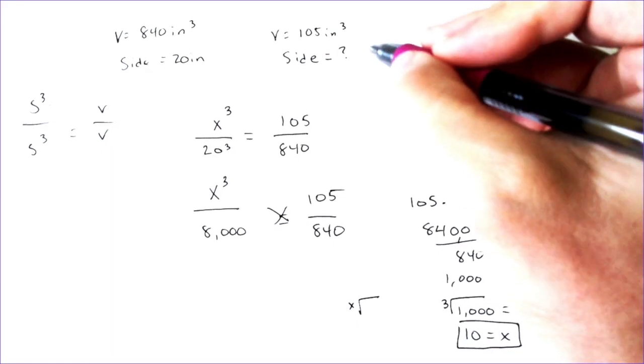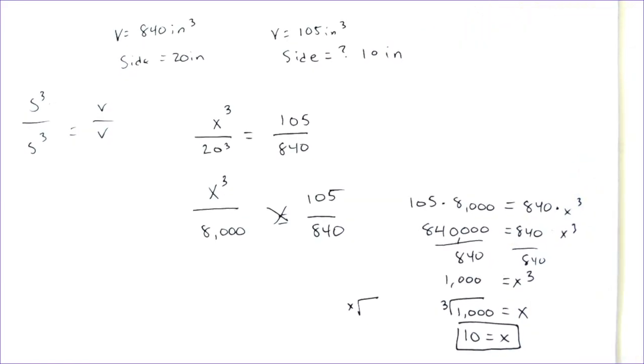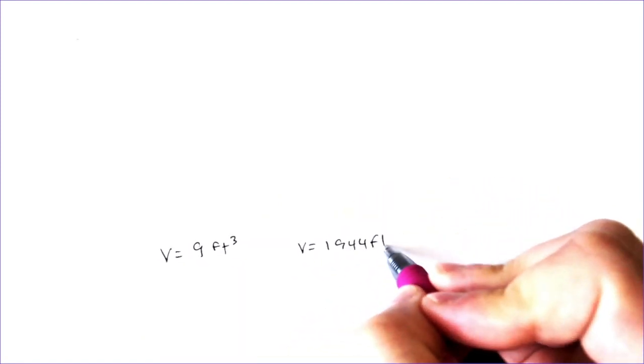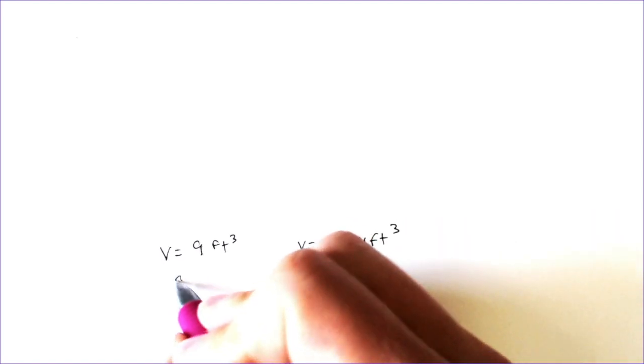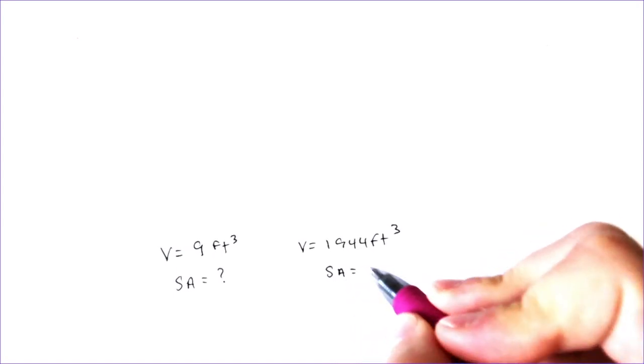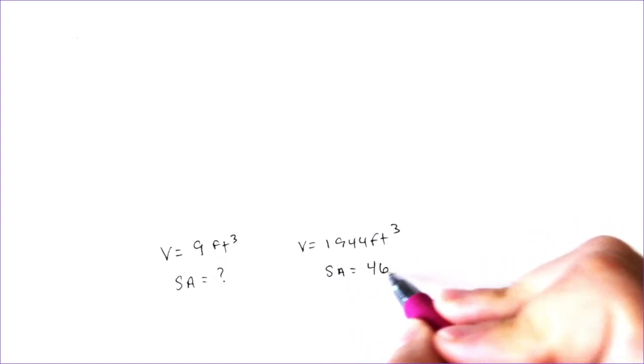So that would be what our missing side was, 10 inches. For our very last problem, we're going to deal with something that is slightly different. We're going to be given very similar information. You're going to be given the volume, 9 feet cubed, and the volume, 1944 feet cubed. We're not going to be given the surface area of this one. We are going to be given the surface area of this one.